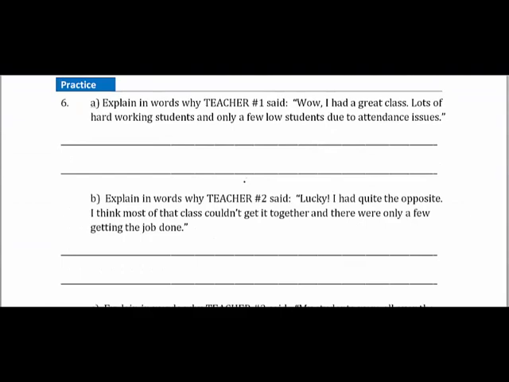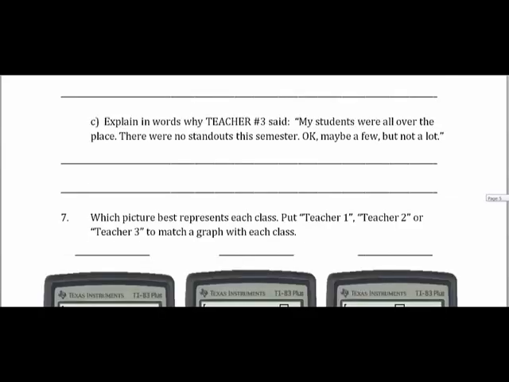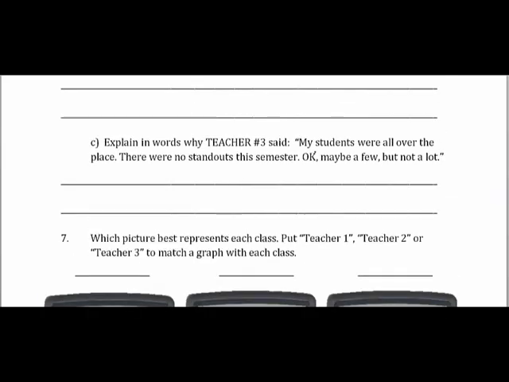Now, what I need you to do is some pre-thinking here. This is to explain in words why the teacher said, wow, I had a great class, lots of hardworking students and only a few low students due to attendance issues. And explain why teacher number 2 said, well, quite the opposite. Most of the class couldn't get it together and there were only a few getting the job done. And also put in your comment for the teacher who said, my students were all over the place, no standouts for this semester. Well, a few, but not a lot. So please write down your answers in those blanks. The answers may vary, but they all kind of correspond to what I talked about in the previous problem.